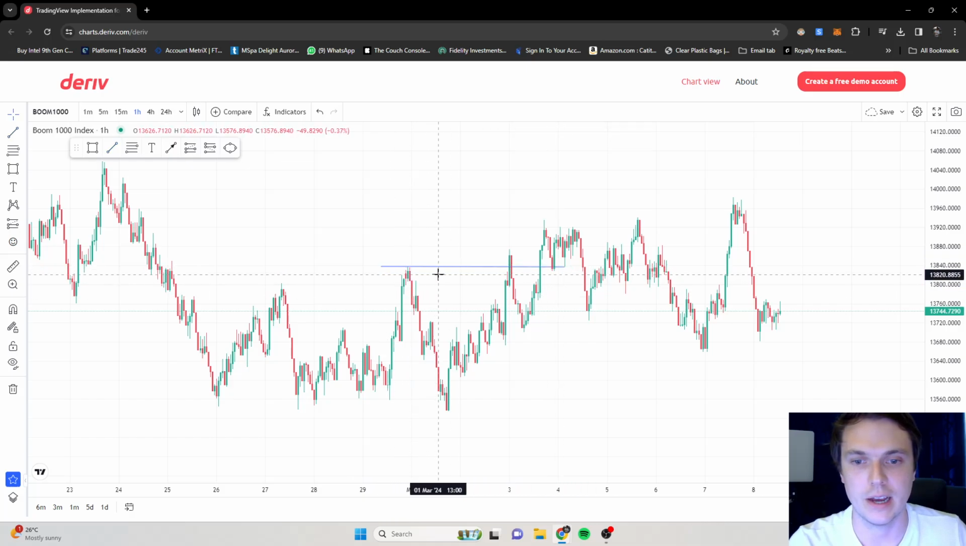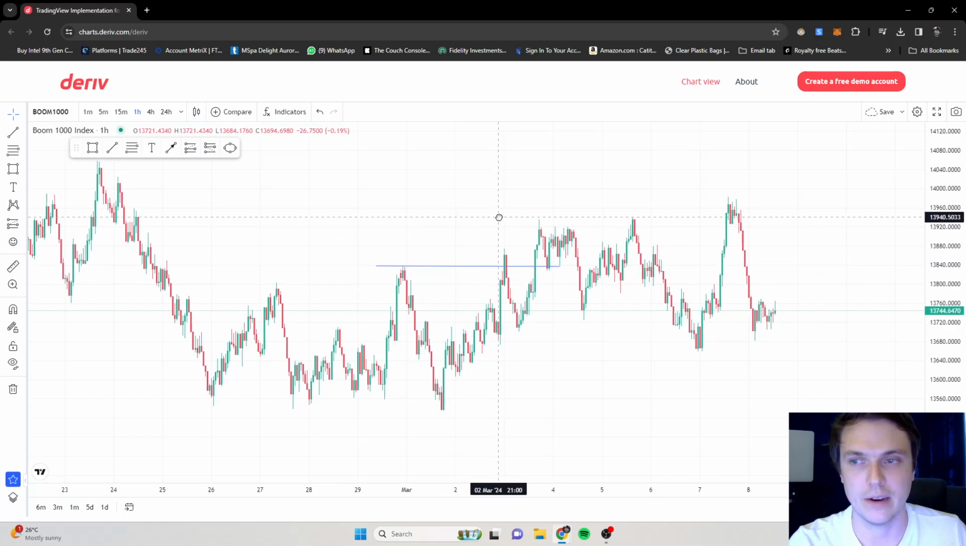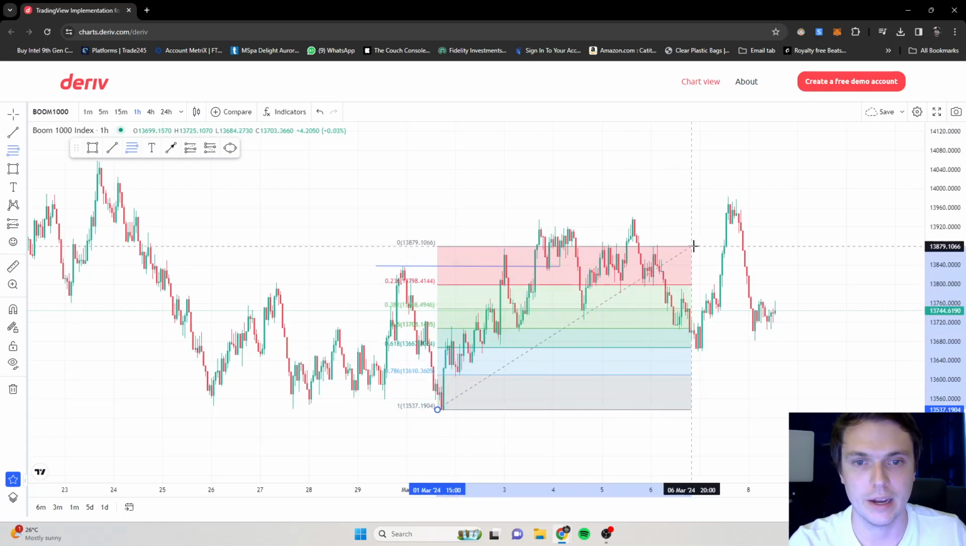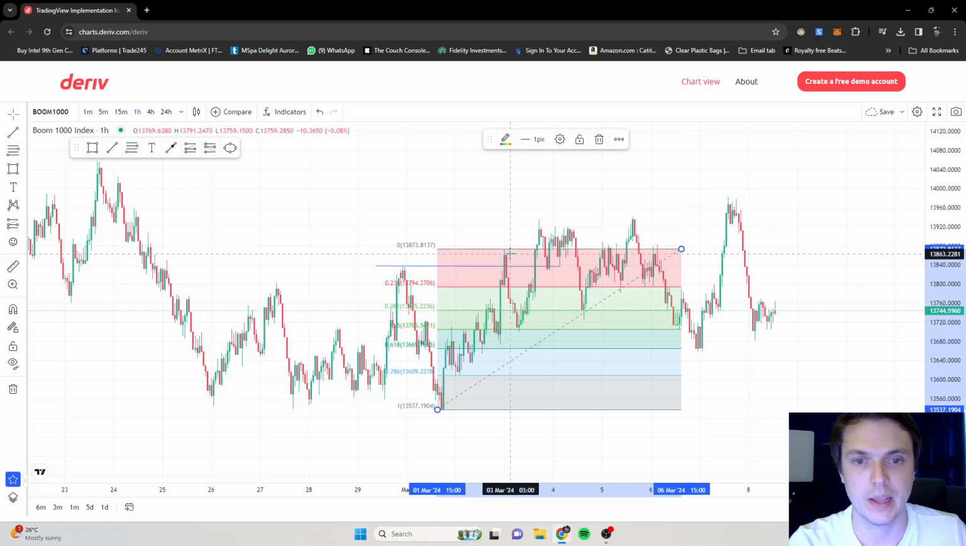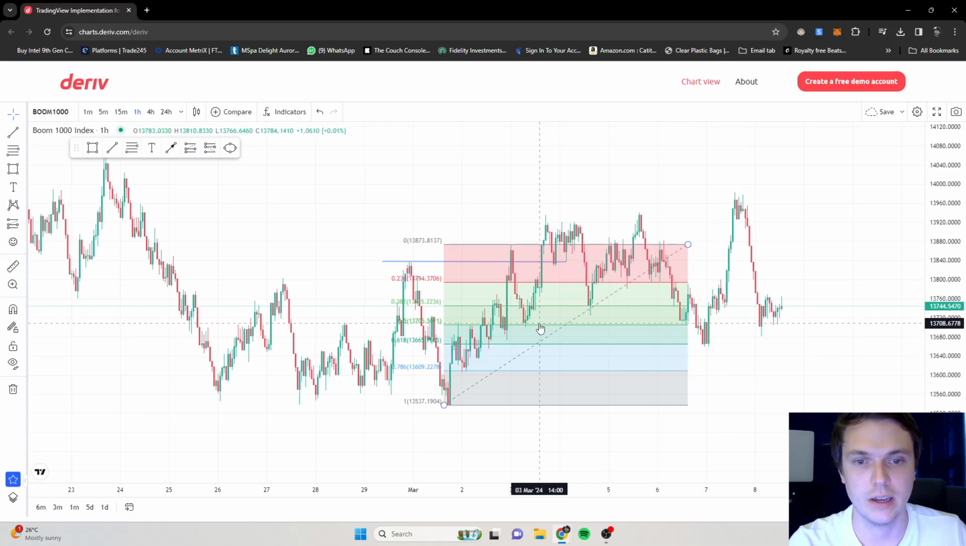We saw this high being broken by this high, by this candle over here. So now we're going to take the low to that high and leave it over there. Okay. And now you will see how it came back again to this 50% zone over here for that entry right there.